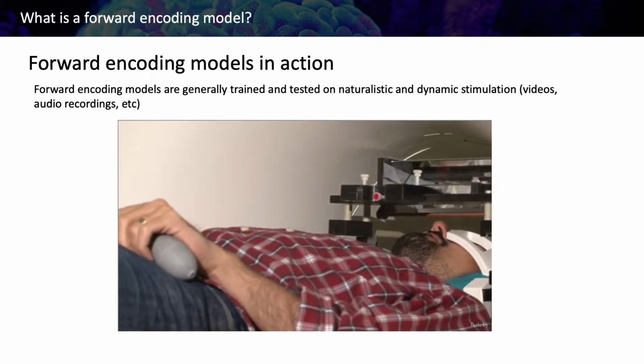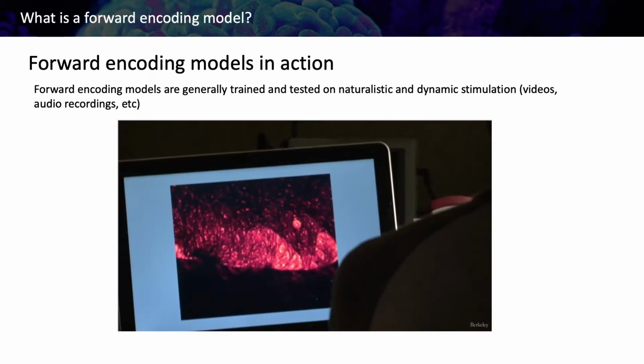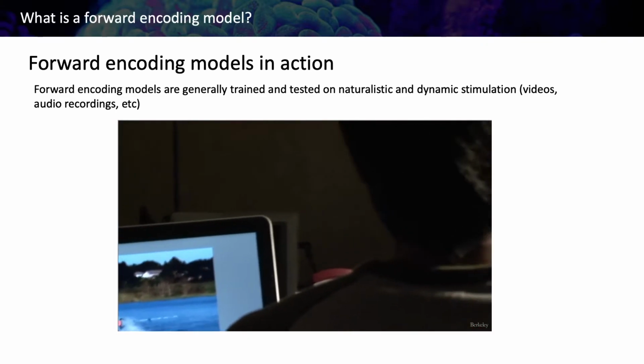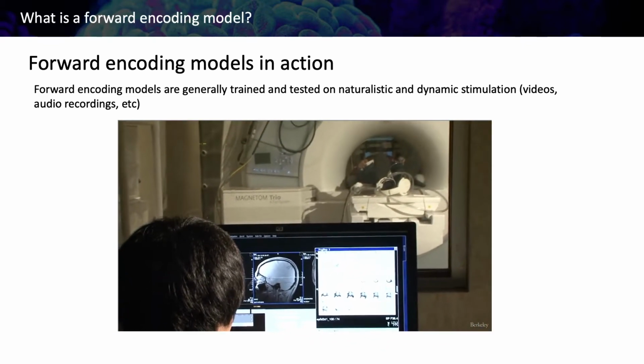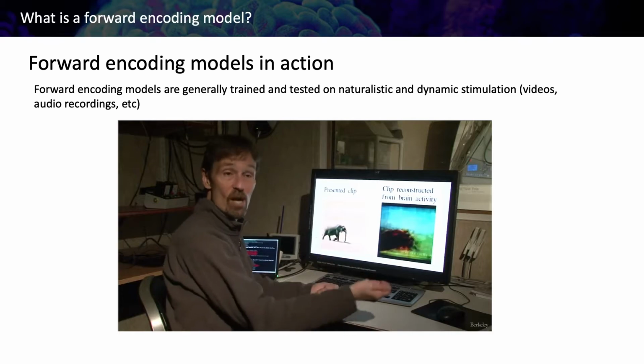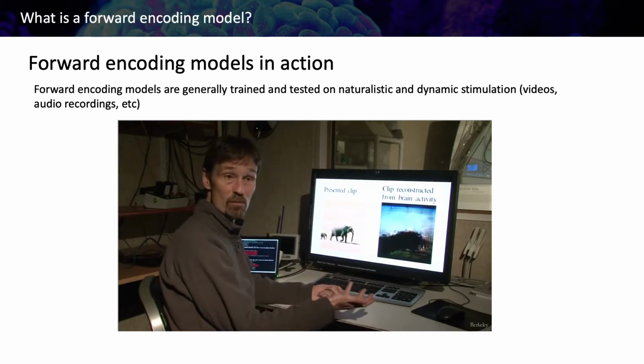First, we put people in the magnet for several hours, and we show them movies, and we build a model of their brain. And then in the second part, we put them back in the magnet, we show them new movies, and we measure their brain activity, and we decode their brain activity in order to reconstruct the movie.